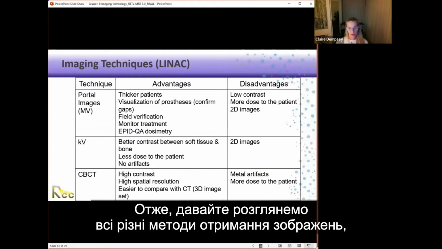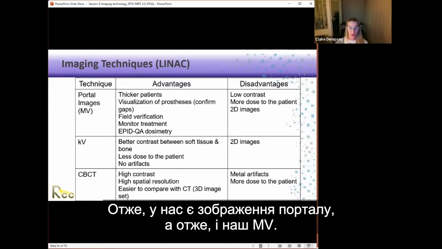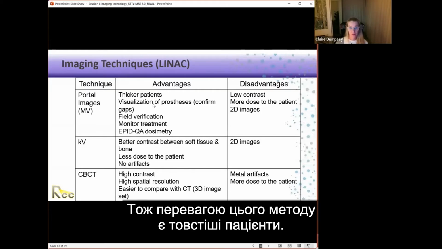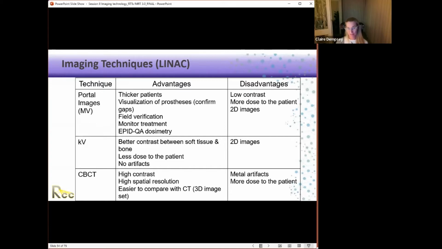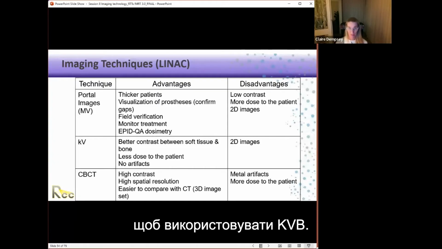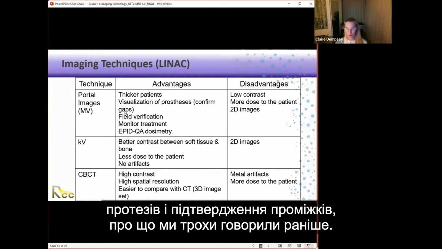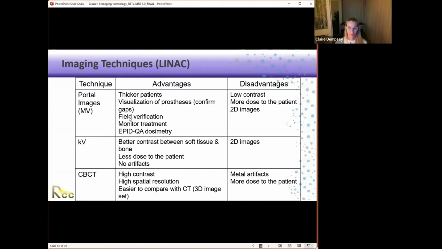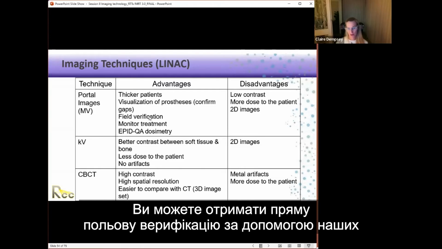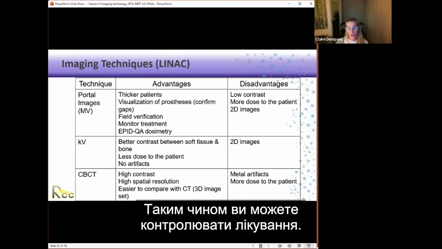Okay, so let's look at all the different imaging techniques that we can have on a LINAC and the advantages and disadvantages of each of those. So we've got our portal images, so our MV. The advantage of this is thicker patients. You can get radiation passing through thicker patients rather than using KV beam. You can use it for visualization of prostheses and confirming gaps, which we talked a little bit about before. You can get direct field verification with our MV images, and this is really important because it's what you're actually treating the patient with that you're looking for. You can monitor treatment in this way.